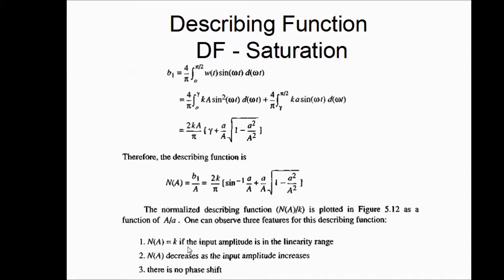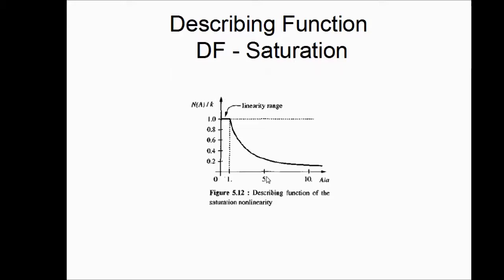N(A) equals K if the input amplitude is in the linear range. N(A) decreases as the input amplitude increases. There is no phase shift. There is no phase shift in the saturation type nonlinearity. So this is the graph of the saturation type nonlinearity's describing function.